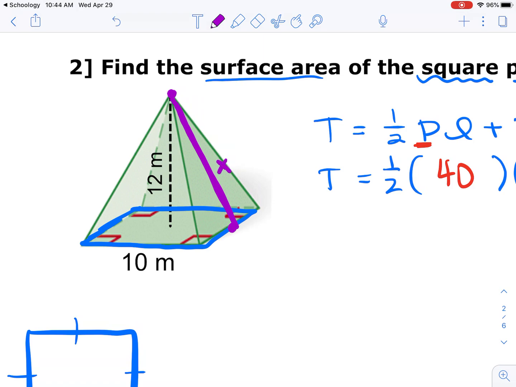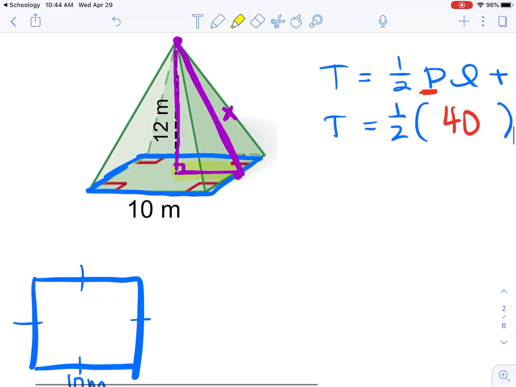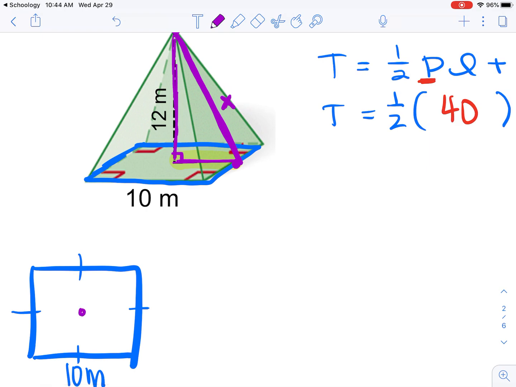Okay, I want to find that, which is x. So notice with this piece that's 12 right here, it is almost forming something that we recognize. All we have to do is connect those two pieces, and we have a right triangle. And I know that's perpendicular because that's the height. Now, do I know this piece length right here? The answer is yes. Realize it's this length right here that I'm looking at. That's 5 meters. So I can put in the 5 meters here.